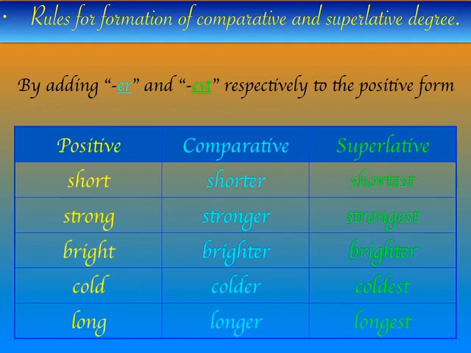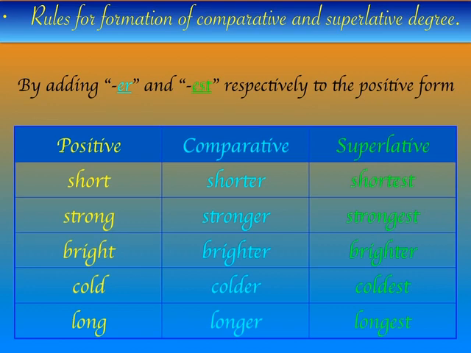Here, the first word is short, which is a basic or primary form, and so it is said to be the positive degree of adjective. And we add ER to the word short to make the comparative form of degree. So shorter is comparative degree, and when we add EST to the word short, it becomes the superlative form of adjective. So shortest is superlative degree. Short, shorter and shortest.